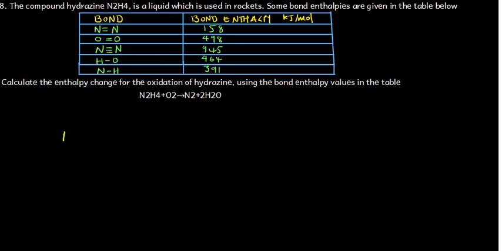Whenever we are using bond energies, we should be able to understand the Lewis structures of the compounds. N2H4 is like that. There is H here, there is H, another H, another H, and then there is oxygen double bonded to another oxygen, and this produces the nitrogen. There is a triple bond between the two nitrogens, and then plus two water molecules.